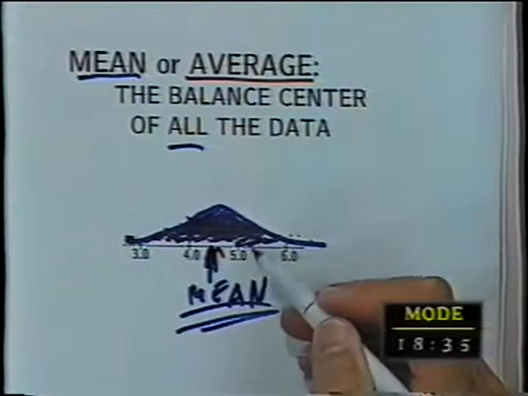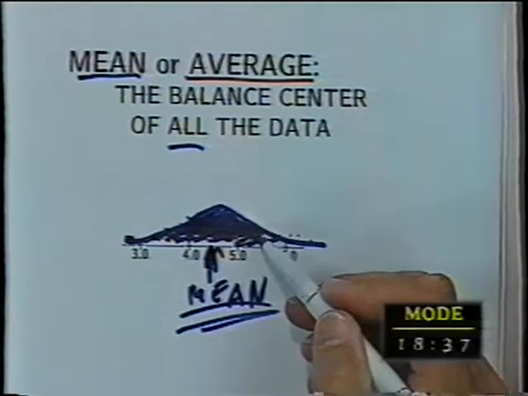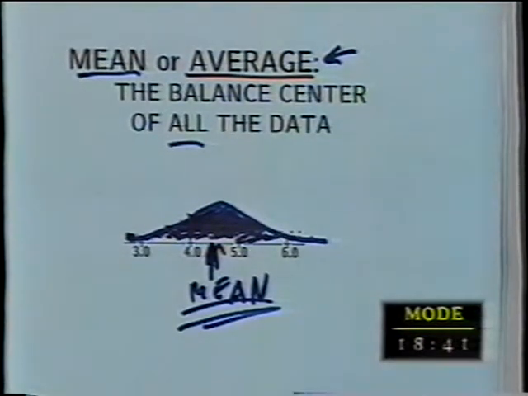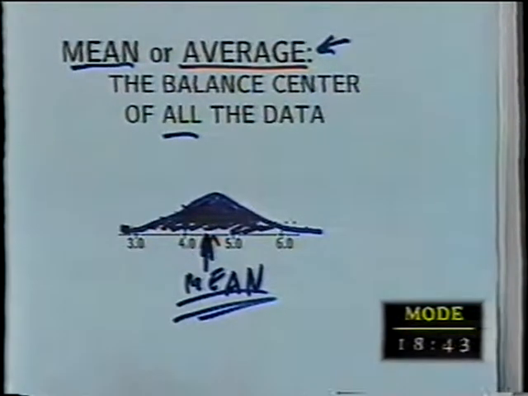The balance center of the data we happen to have collected, that's the average. The average is the balance center of all the data we've collected. That's the difference between the mean and the average. The mean and the average differ by the fact that the mean is the average of the data up in heaven. All the data.